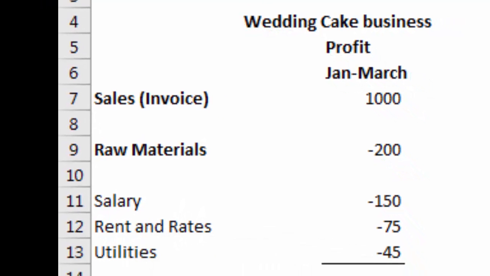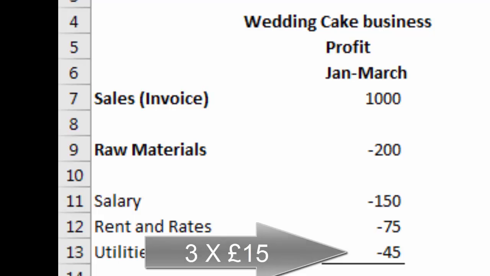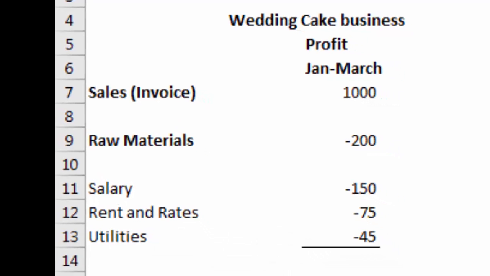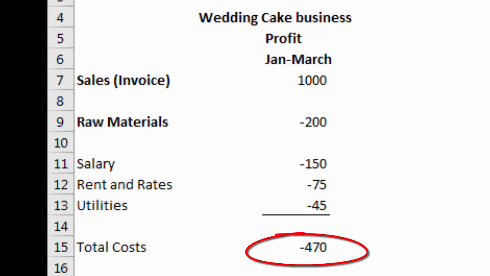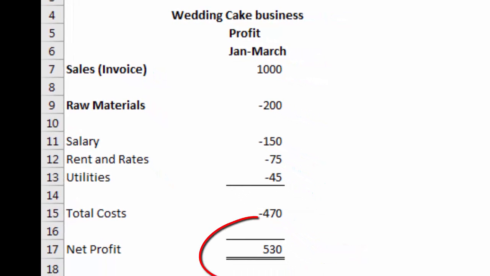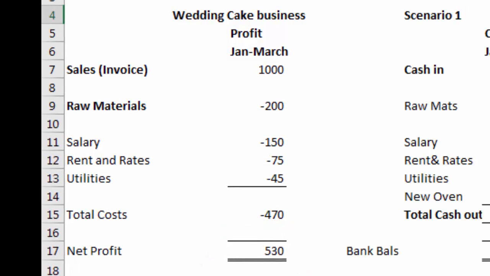And her energy and utilities are £15 a month. So that's £45 during that period of time. So her total costs are £470, as you can see, which shows that actually at £470 cost, she makes a nice healthy profit of £530. So that tells us that Ali's business model is profitable. Her selling price is more than sufficient to cover all her costs, and therefore she makes a nice profit of £530. Now let's have a look at this in terms of cash.